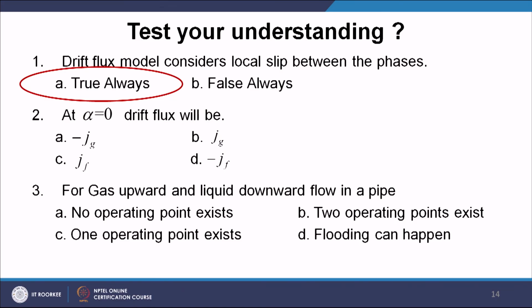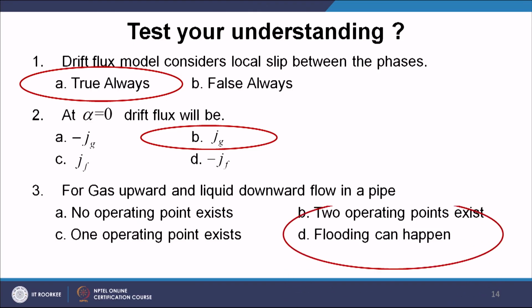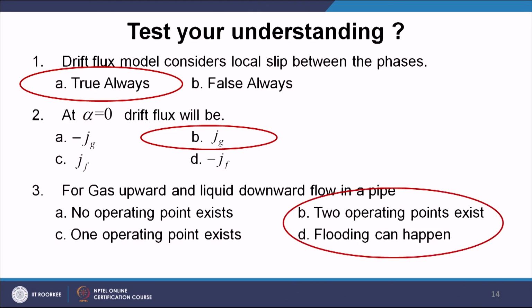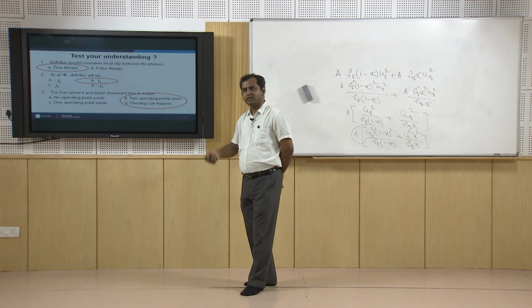Next, at alpha equals 0, the drift flux JGF will be, with 4 options, minus JG, JG, JF and minus JF. The answer is JG. Then for gas upward and liquid downward flow in a pipe, we have 4 options: no operating point exists, 2 operating points exist, 1 operating point exists, and flooding can happen. So, which is the correct option? Both of these things can happen. 2 operating points can exist for particular velocities, and flooding can happen at higher liquid velocities.